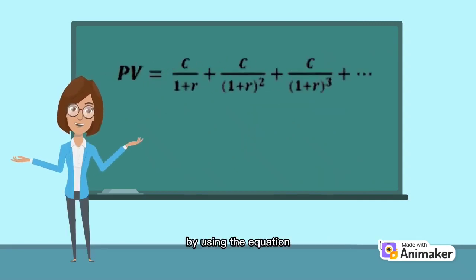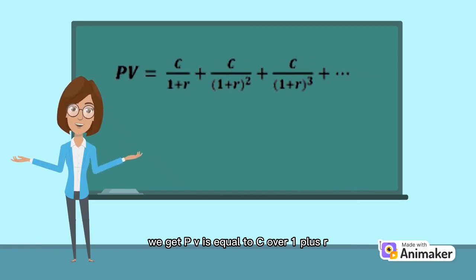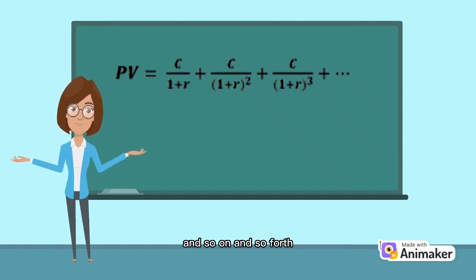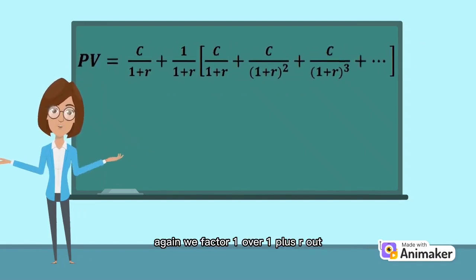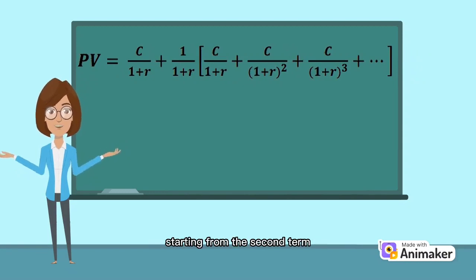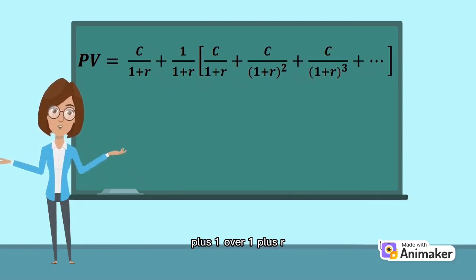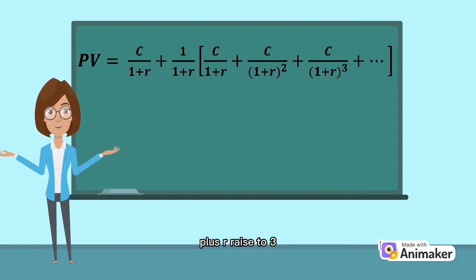By using the equation, we get PV equals c over (1 plus r) plus c over (1 plus r) raised to 2 plus c over (1 plus r) raised to 3 and so on and so forth. Again, we factor 1 over (1 plus r) out starting from the second term on the right-hand side of the equation 1, where PV equals c over (1 plus r) plus 1 over (1 plus r) multiplied to [c over (1 plus r) plus c over (1 plus r) raised to 2 plus c over (1 plus r) raised to 3 plus so on and so forth].